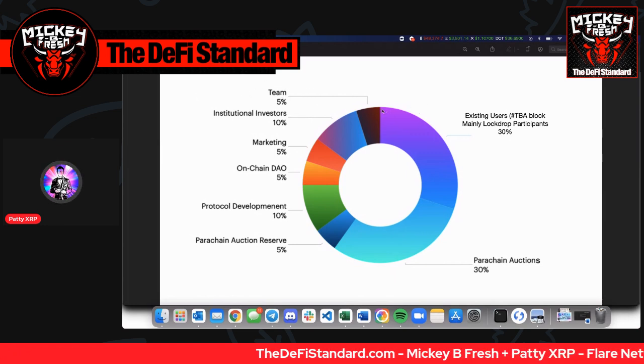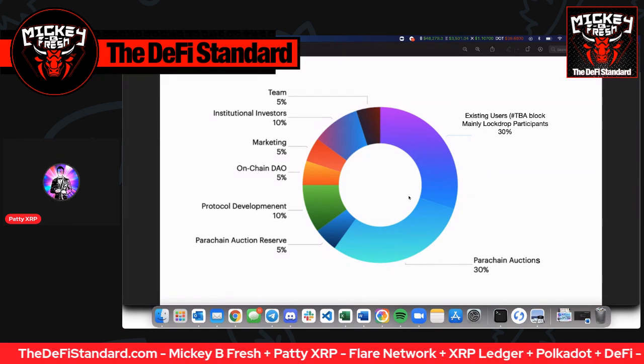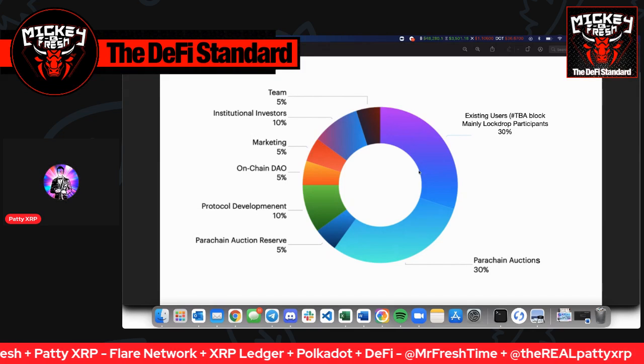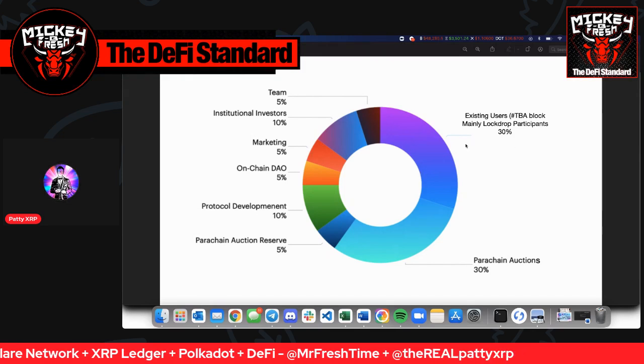So I really like this. About 60% of the tokens are going to community members that are supporting the project by bonding or locking up some of their DOT tokens or Ethereum tokens, in the instance of this lock drop.